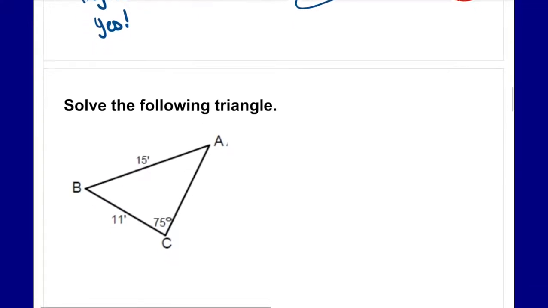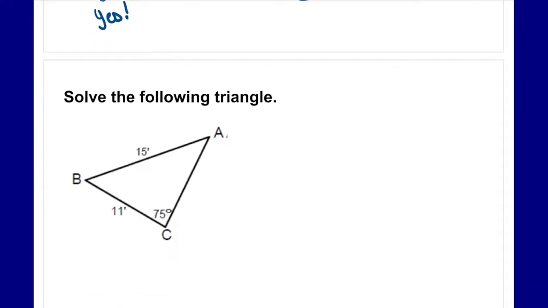So what we want to do now is we want to solve the following triangle. When it says solve for the triangle, it means to find all angles and sides. So we want to make sure that we've found all the angles and all the sides.